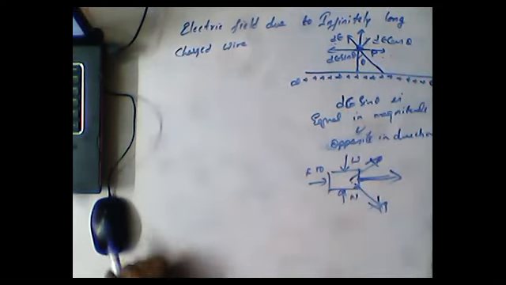Similarly, here this force is dE sin theta, and here also dE sin theta in the opposite direction. These two are equal and opposite, so both will get cancelled. Only dE cos theta is left. So what is the electric field at that point? It is 2 dE cos theta.